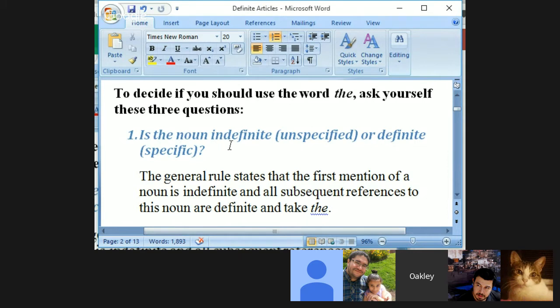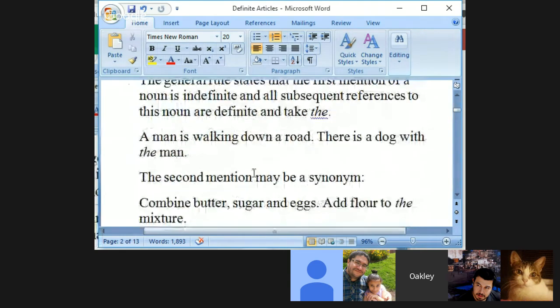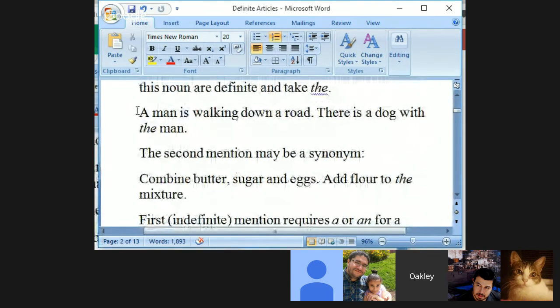General rule here is that the first mention of a noun is indefinite, using articles a or an, and all subsequent or following references to the noun are definite. It's been defined, and we'll use the article the. For example, a man is walking down a road. Okay, a man, a road. First mention. There is a dog with the man. Okay, the man has already been defined in the previous sentence. Okay, this is the basic idea.